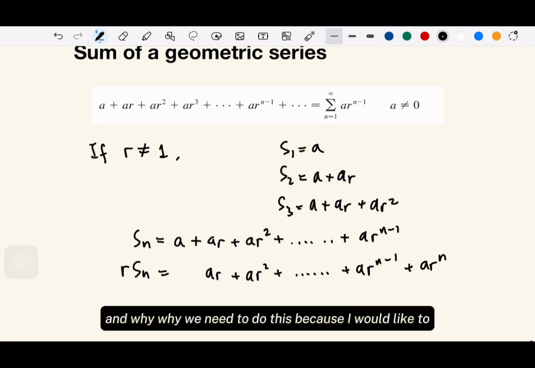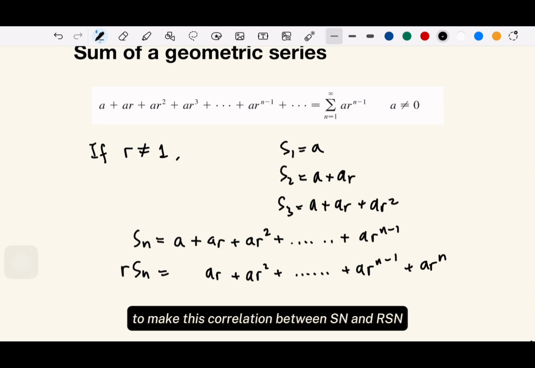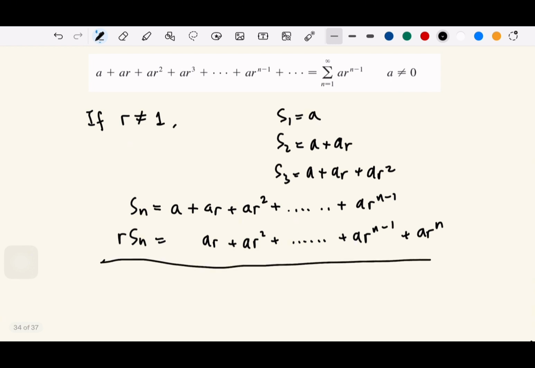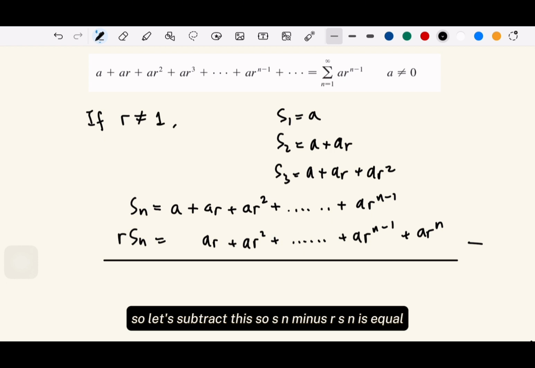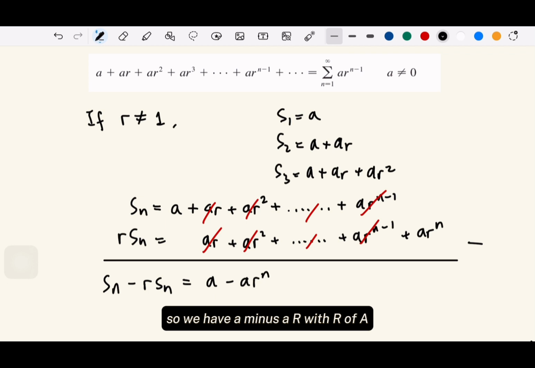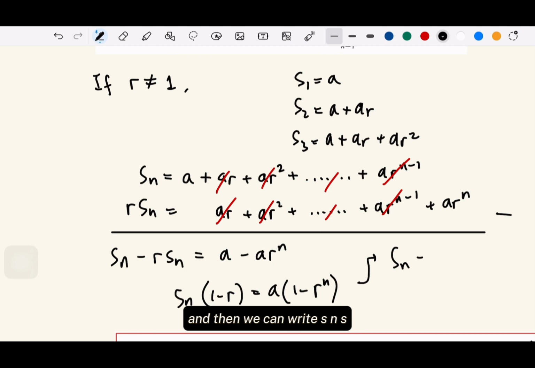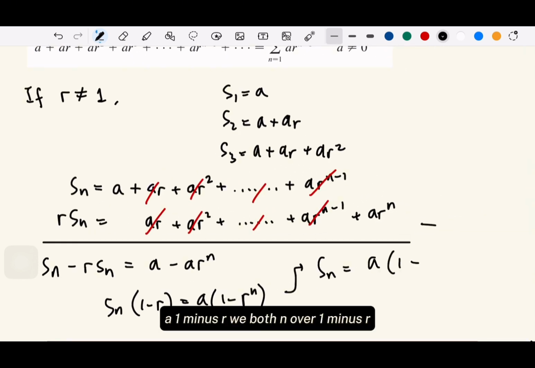Okay. And why do we need to do this? Because I would like to make this correlation between Sn and RSn. So let's subtract them. So Sn minus RSn is equal to, we can have a cancellation for all parts, so we have A minus AR to the power of n. And then we can write Sn is A times 1 minus R to the power of n over 1 minus R.